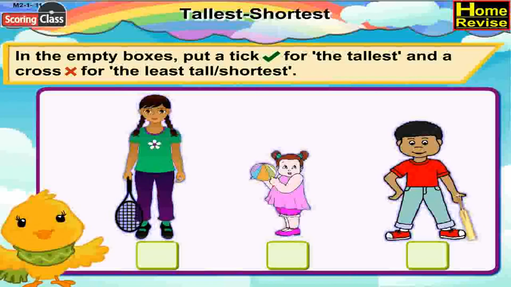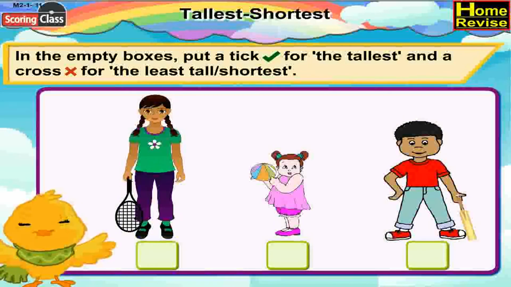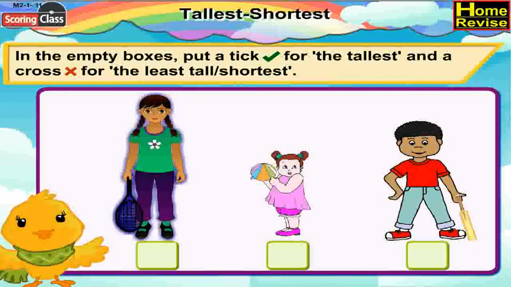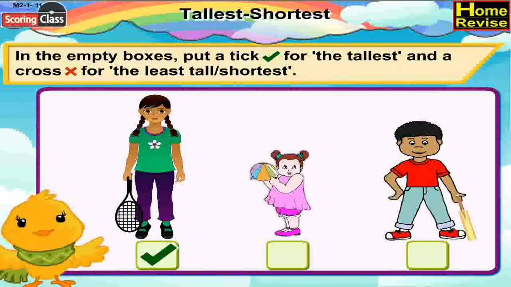Now there are three kids, two girls and a boy. Now who is tallest and who is the shortest? The girl with the racket is the tallest, so put a tick in the box in front of the girl. And the second girl with the ball is the shortest. So put a cross in the box in front of the second girl.